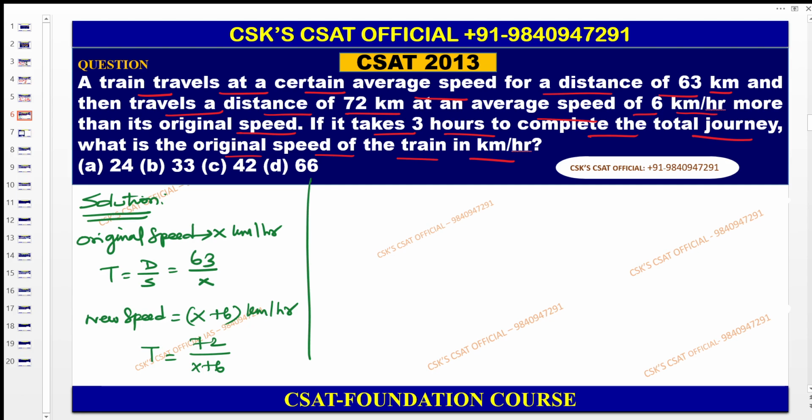Now, completed the total journey in 3 hours. So therefore the total journey means this one, 63 by x plus 72 by x plus 6, which is equal to 3. Take the LCM. Okay. Now, or else in another way also you are able to do it to avoid calculations. That I will tell you here. Then I'll give you the proper lengthy method also.